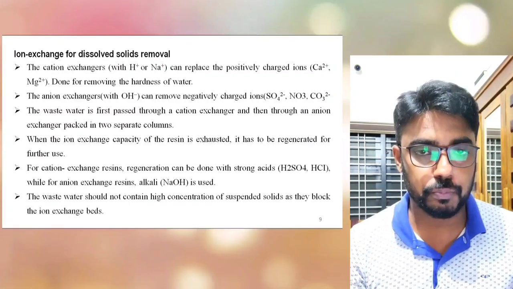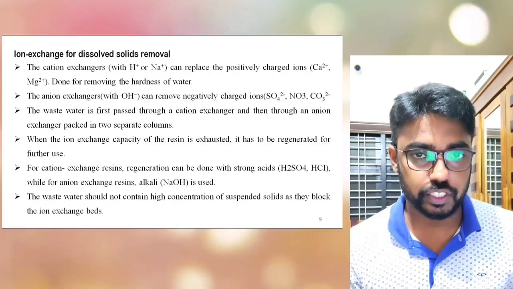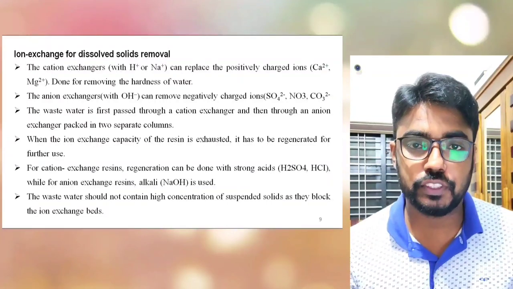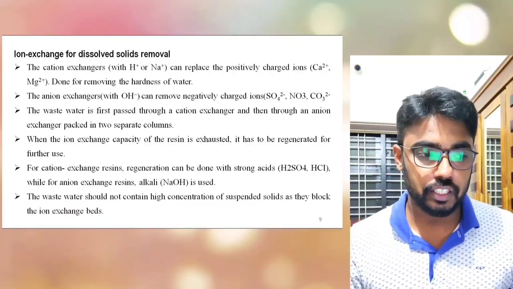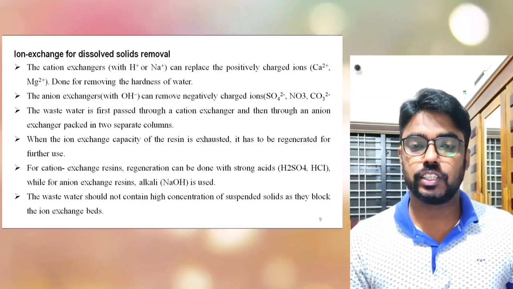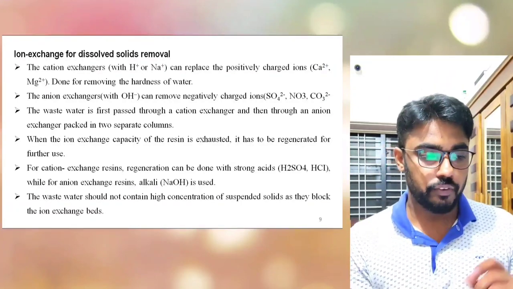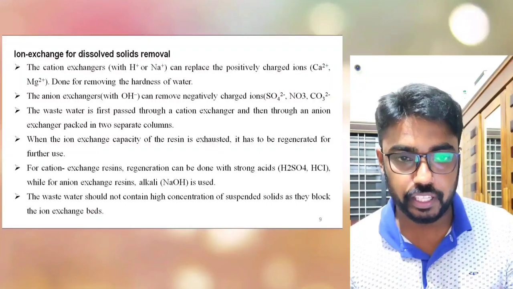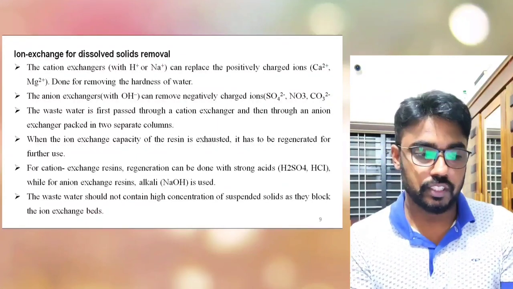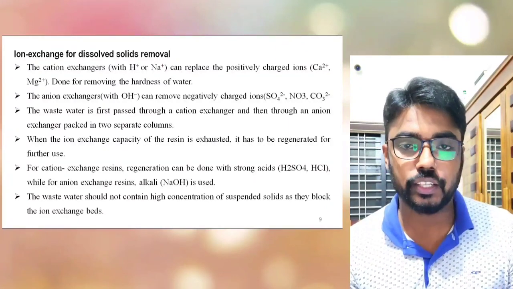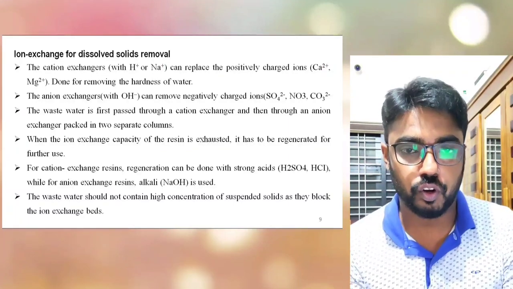The wastewater is first passed through the cation exchanger column, and after that this wastewater will be passed through the anion exchanger column. When the ion exchange capacity of this resin is exhausted, the resin has to go for regeneration. For cation exchange resin, regeneration is done using sulfuric acid and hydrochloric acid, while anion exchangers can be regenerated by alkali. NaOH is used for regeneration of the anionic exchanger. The wastewater should not contain a high concentration of suspended solids, as they block the ion exchange column.